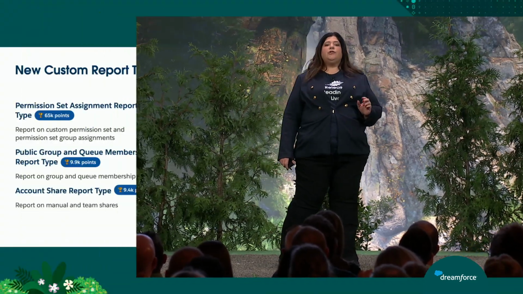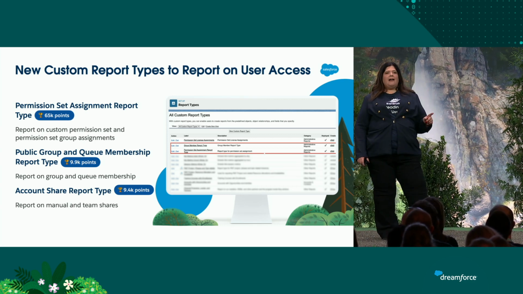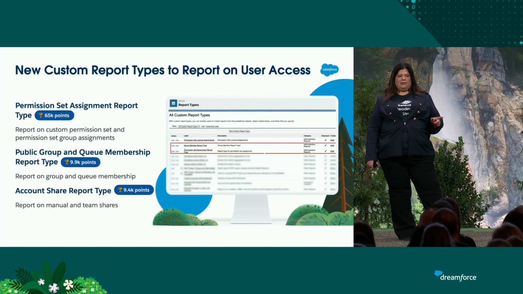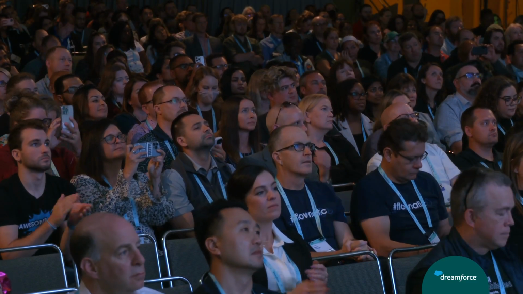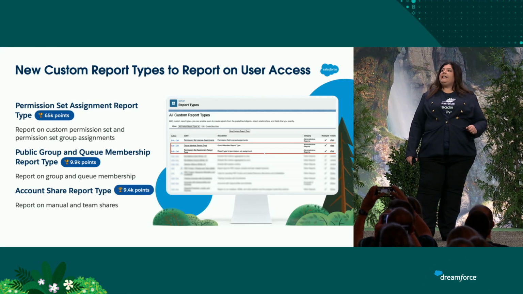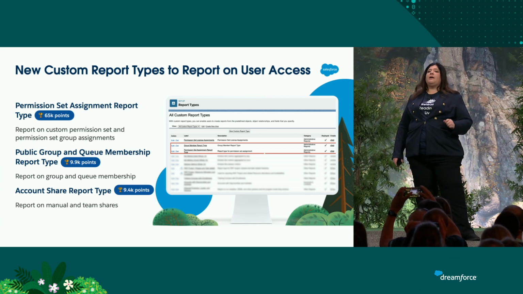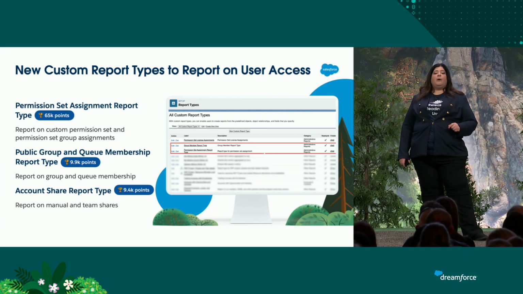So the first area I want to talk about in reporting is the new report types. The first report type we released for permission set assignment actually retires the number 5 idea on the Idea Exchange. This allows you to report not only on permission set assignment, but permission set group assignment. In addition, you're also now able to report on public group and queue membership, as well as account shares.